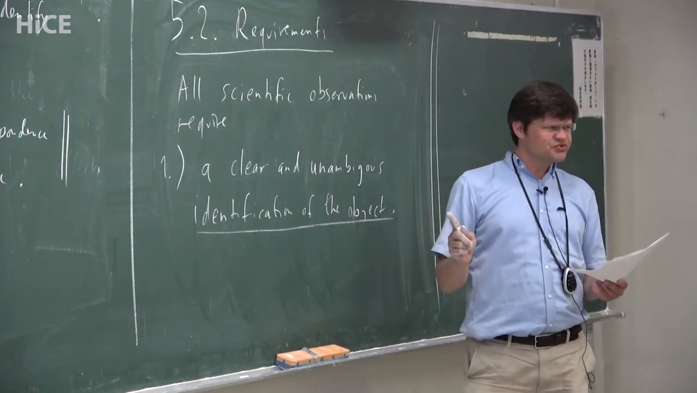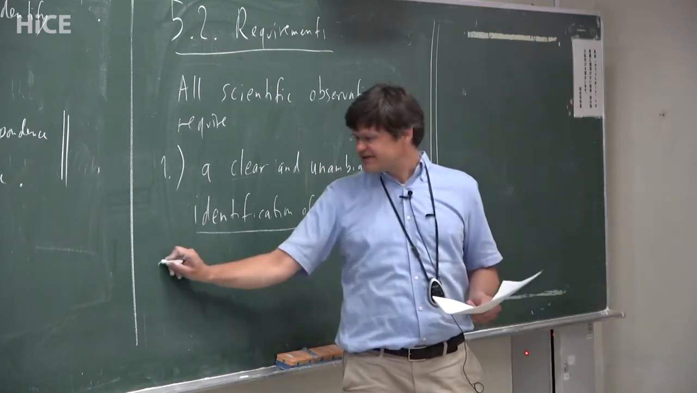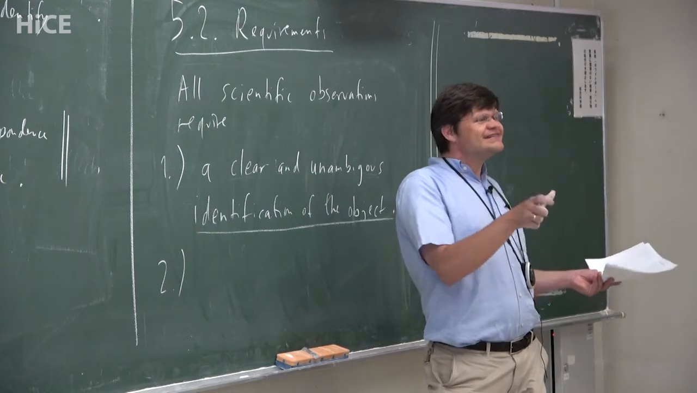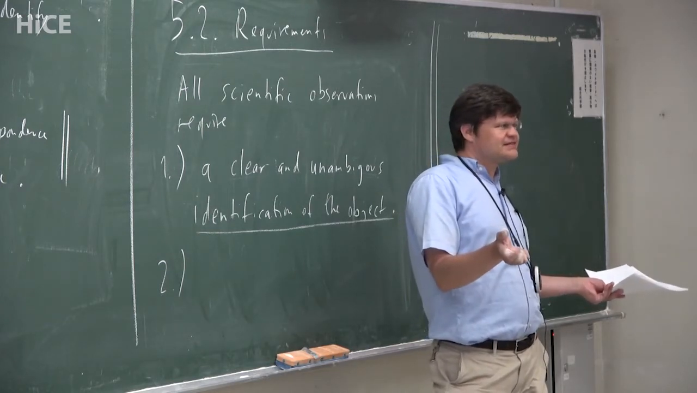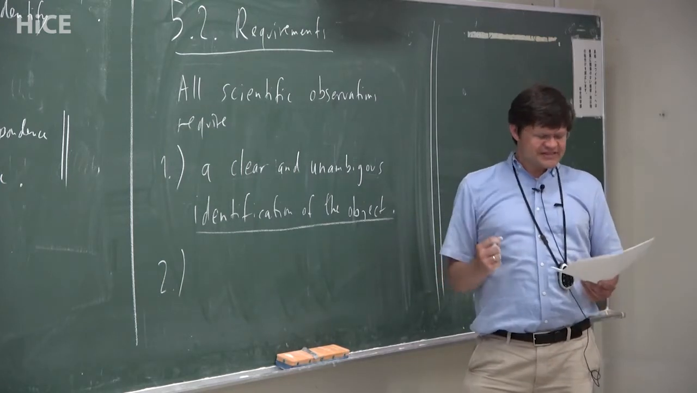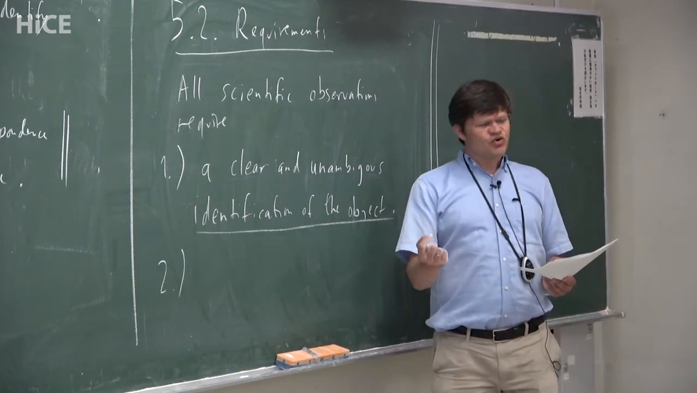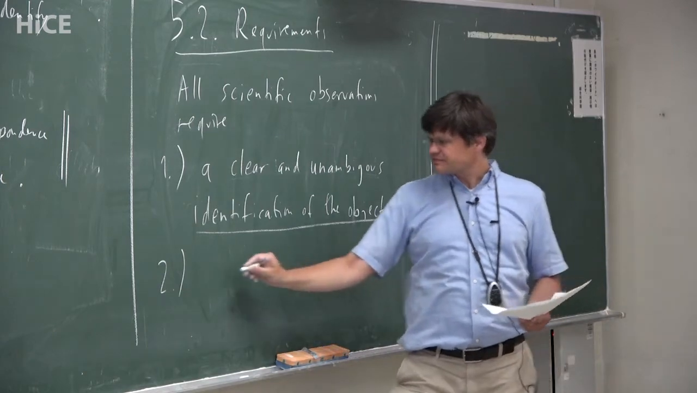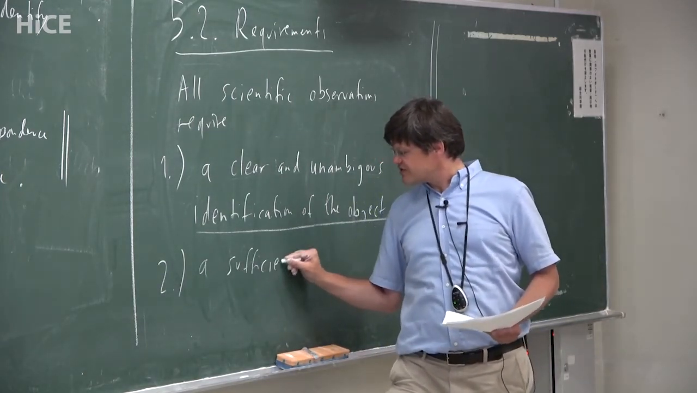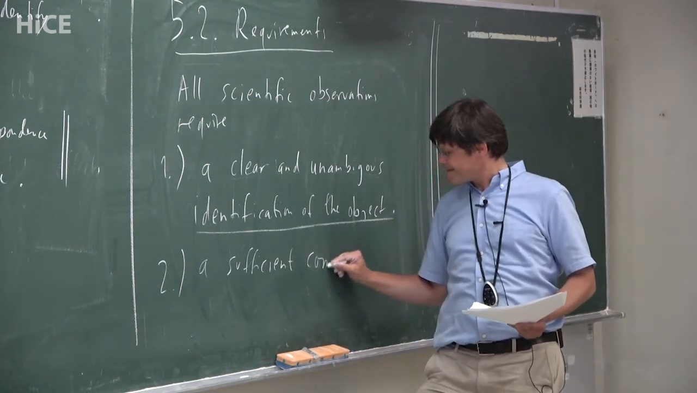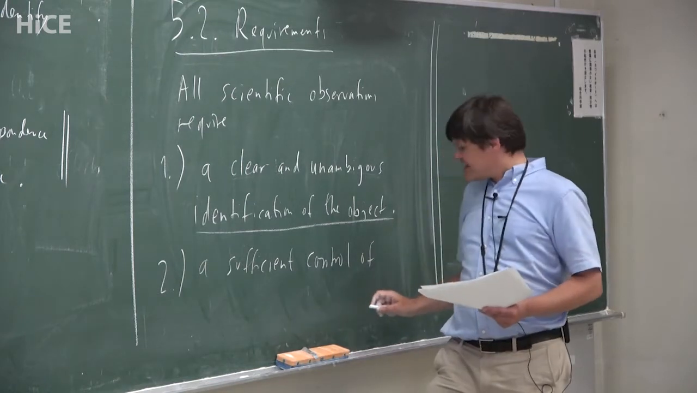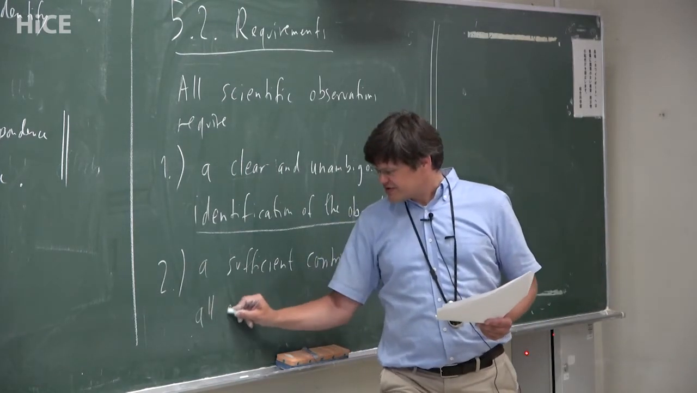Now, what is number two? You might say, well, number one is already pretty complete. But no, because every object exists in its context. So do you understand this context well? And in physics, that is actually a control of the conditions. So you need a sufficient control of the external conditions. All external conditions.